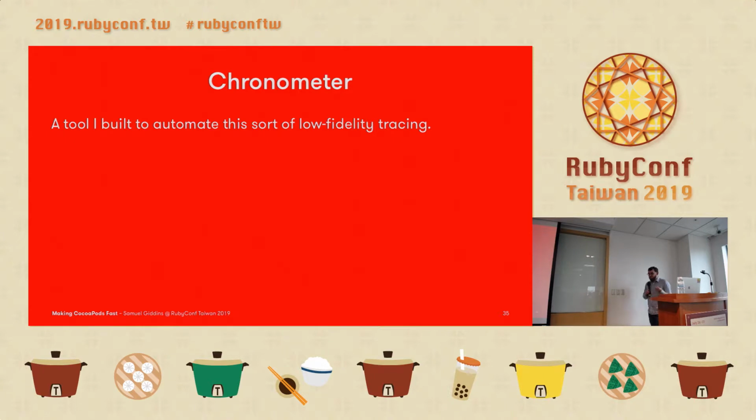So me being me, I built a tool to automate the thing that I just said I didn't want to automate. But it turns out I just didn't want other people to automate it for me. So I wrote this gem. It's open source. It's on GitHub and RubyGems and stuff called Chronometer. And it automates this low fidelity tracing.